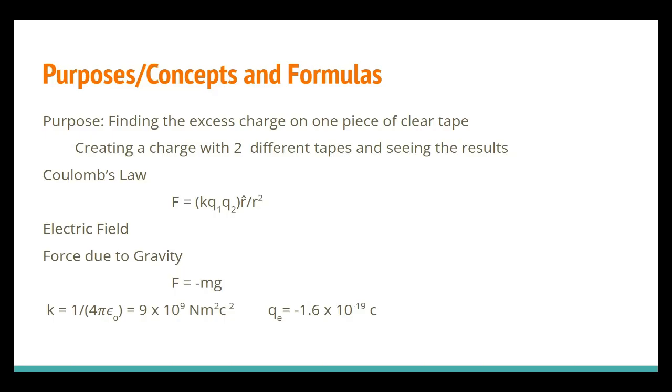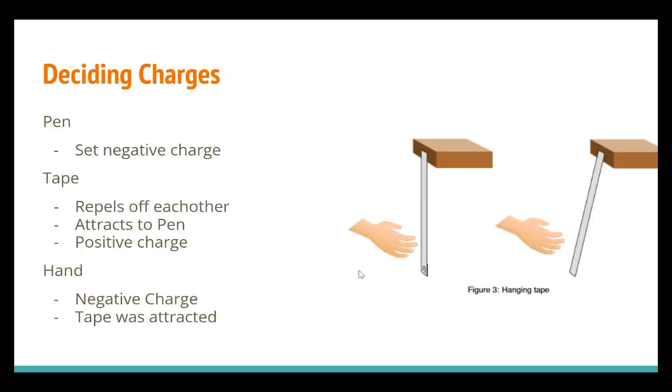An equation we have to know is Coulomb's law, which is the electric force equal to K constant times Q1 times Q2, which in this case is just Q squared for the experiment, times r hat, the unit vector of r, divided by r squared. We have to know about electric fields to determine the overall charges of the piece of tape. The force due to gravity is force equals negative mg, which is mass times gravity. The K constant is 9 times 10 to the 9, and the charge of the electron is negative 1.6 times 10 to the negative 19.